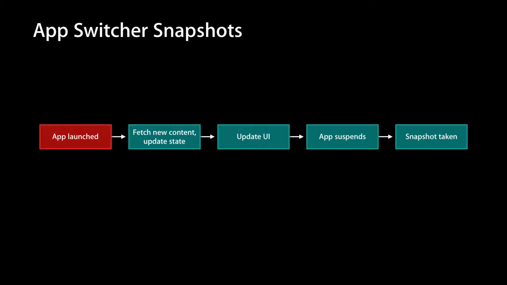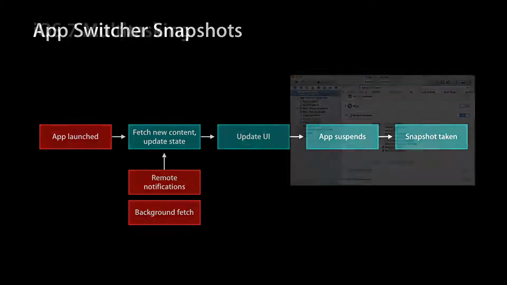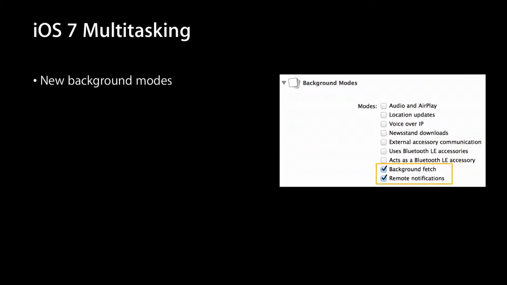Now in iOS 7, we've got a couple new entry points into this flow that are not driven by user activity. They're actually driven by iOS. And these are 2 new background modes called remote notification and background fetch. These are new background modes, as I mentioned. You can configure them in Xcode's capabilities pane. And if you look at the list of background modes, we now have 2 new ones down at the bottom.